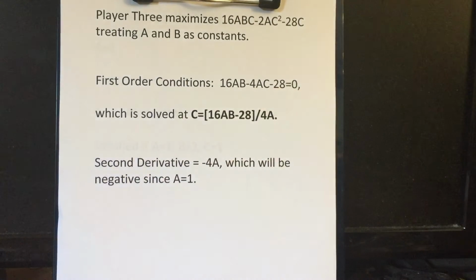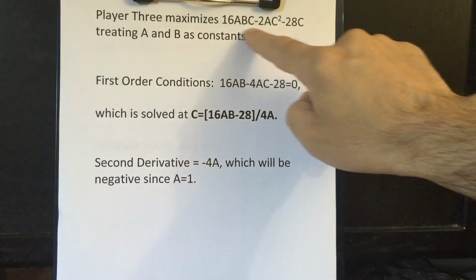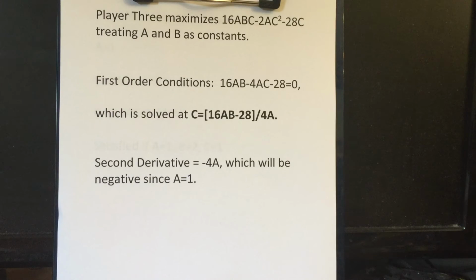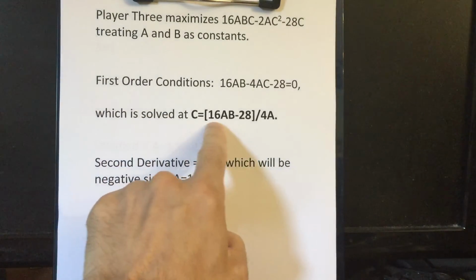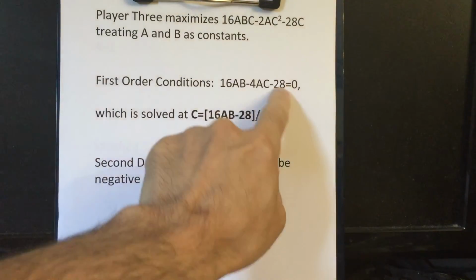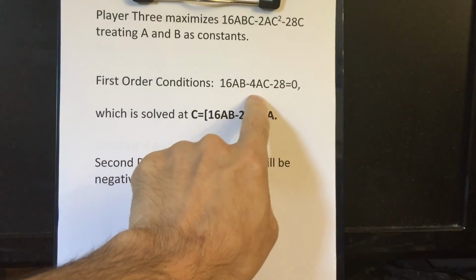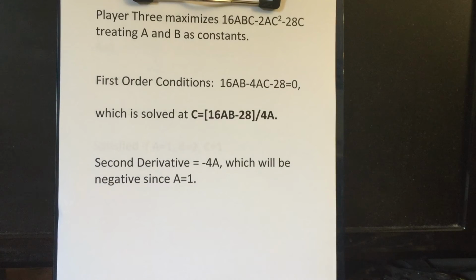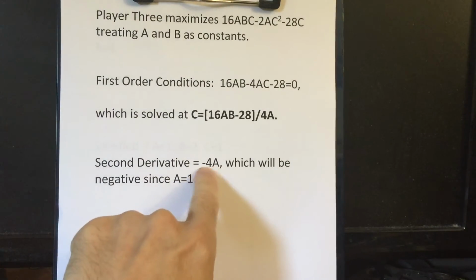Player 3 maximizes his payoff, treating A and B as constants. We take the derivative using the normal rules of calculus, and we get this thing. Setting it equal to 0 gives us our first order conditions. We solve for that, and this is what we get here. Now we've got to check second order conditions. If we take the derivative of this with respect to C, treating A and B as constants, we get negative 4A. And we can't be sure if that's positive or negative, but then we can remember, oh wait, fortunately, player 1 has a dominant strategy of setting A equal to 1, which will mean that this will be negative.